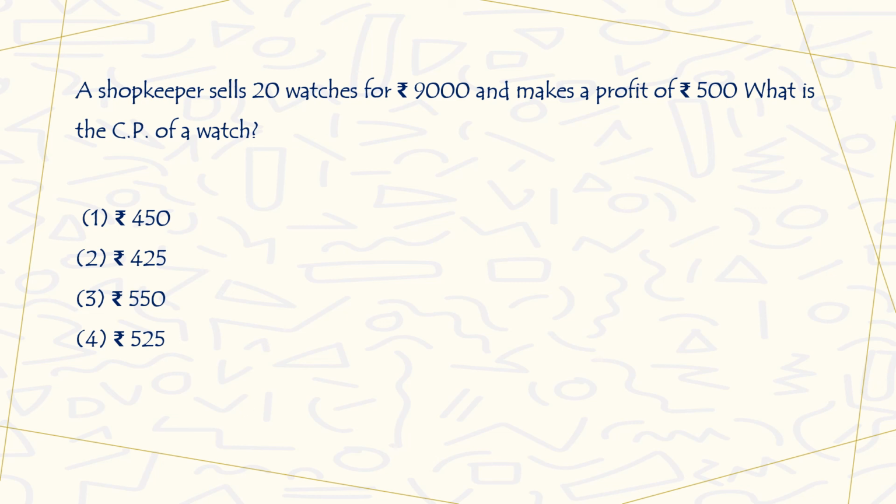You have to remember here what you're supposed to do. You know that there is a profit. You have to make use of the formula used for profit. The correct alternative is alternative number 2, that is 425 rupees. Okay.